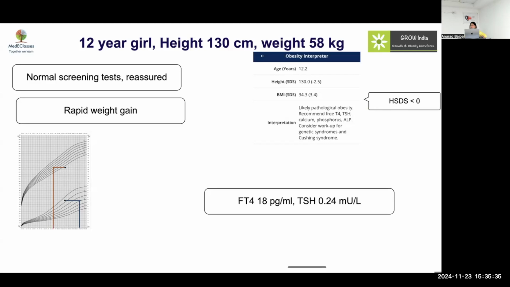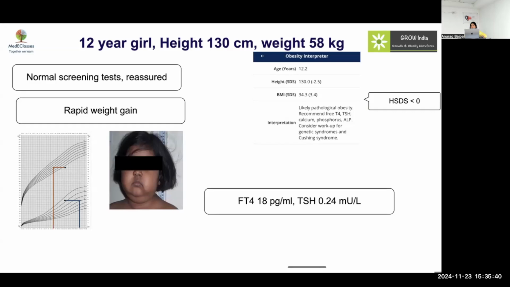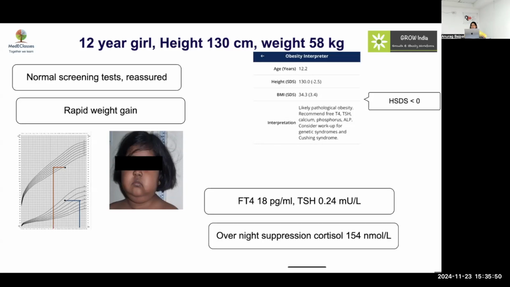And when we did the workup, the FT4 was 18 and the TSH 0.24. So it is definitely not hypothyroidism. It is more looking like Cushing syndrome. And when the overnight suppression test was done, it was not suppressed. It was 154. So definitely this is a case of pathological obesity, more likely Cushing syndrome.